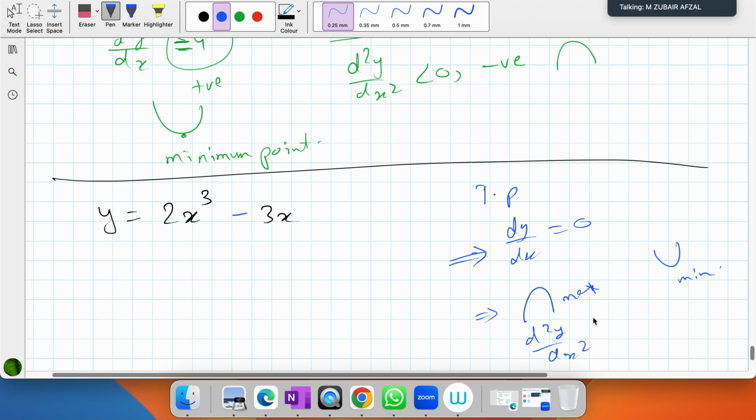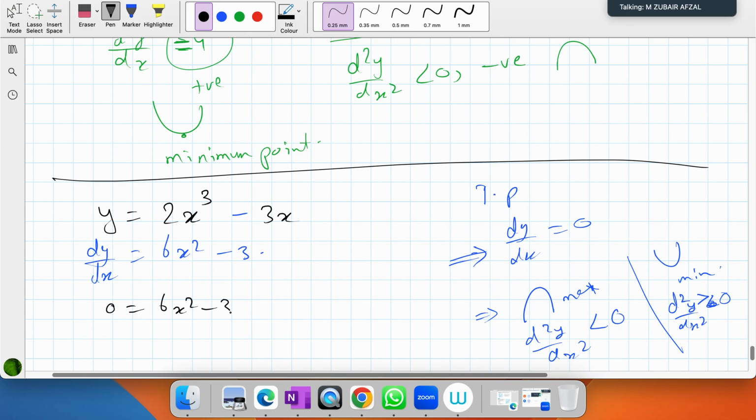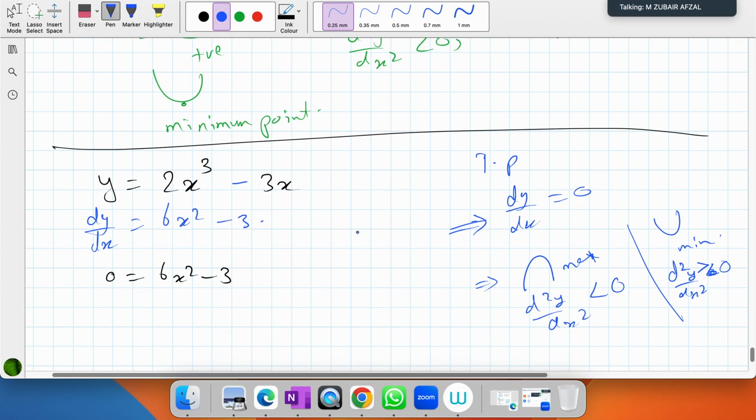So when it is maximum, it is basically negative. When it is minimum, d square y over dx square is more than 0, positive. Sorry, more than 0. Positive is a smiley face. So first step, dy by dx is equal to 6x square minus 3. Now at the turning point, the gradient would be 0. So 0 is equal to 6x square minus 3. Now we solve for x.